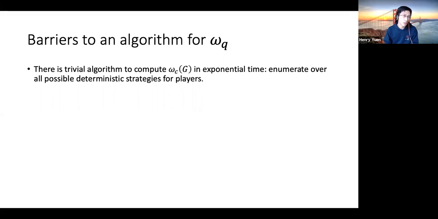And going back to whether there's an algorithm for approximating omega q, there are some immediate barriers to even coming up with a trivial algorithm. So in the classical case, there's a very simple algorithm to compute the classical value. You simply enumerate over all possible deterministic strategies for players. And since the classical correlation set is the convex hull of these deterministic strategies, this does allow you to find the optimum success probability in exponential time. Okay. So this is something you can do.